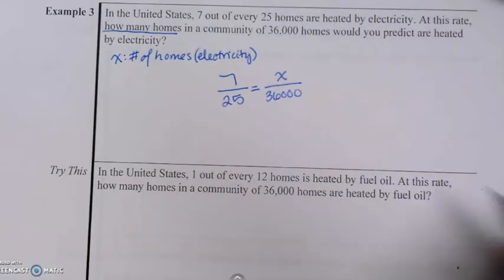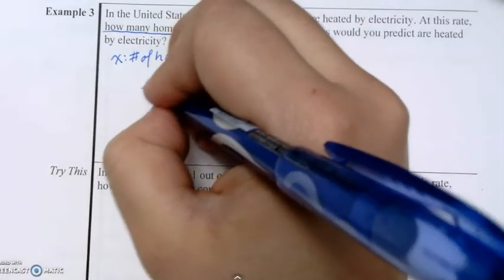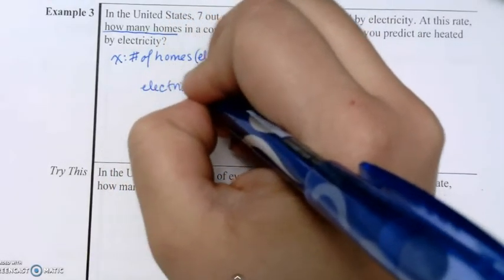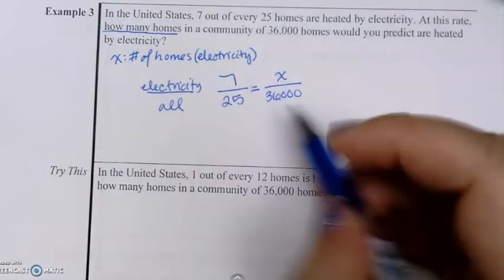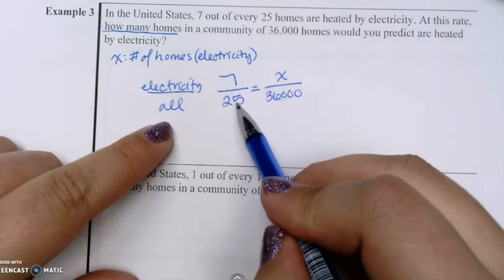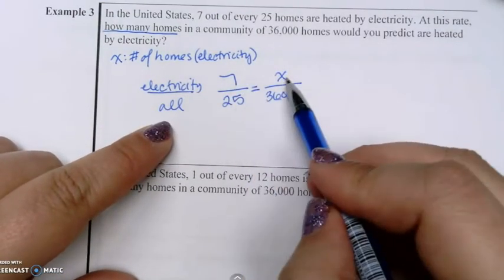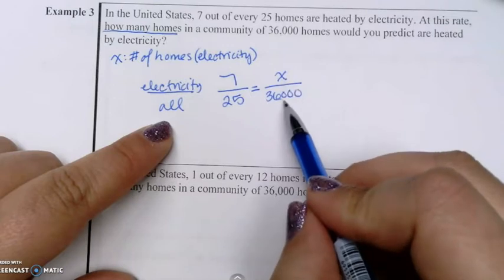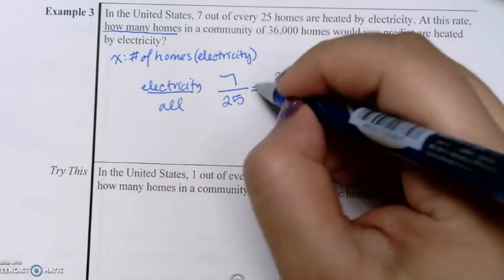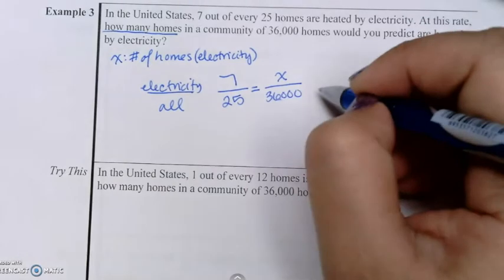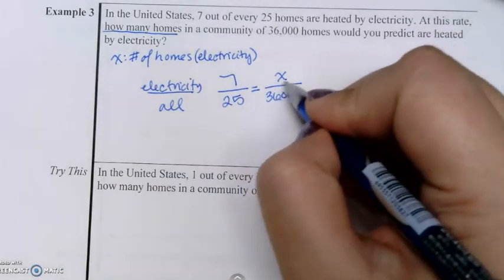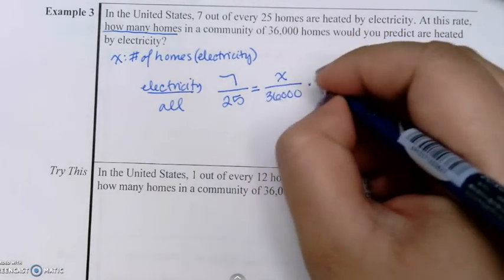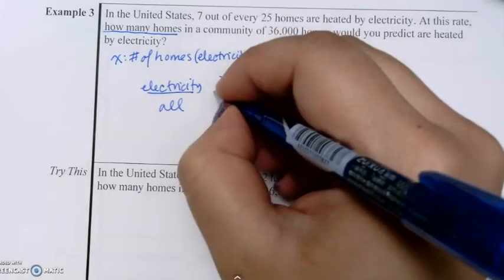So how do we set this up? Well, this is like electricity over all. So 7 out of all 25 homes have electricity. How many have electricity out of all 36,000 homes? And then we can cross multiply, or in order to isolate x, we could also just multiply by 36,000 on both sides.